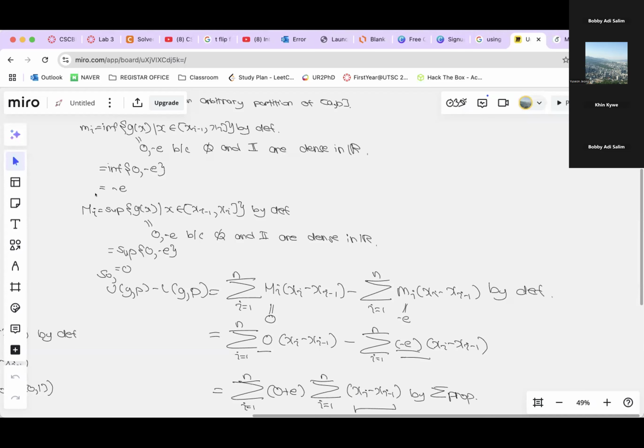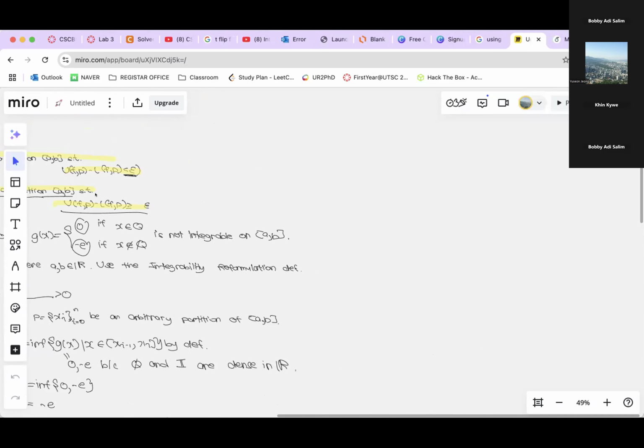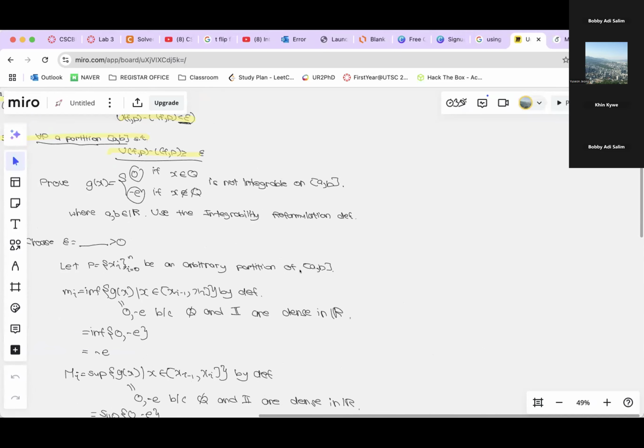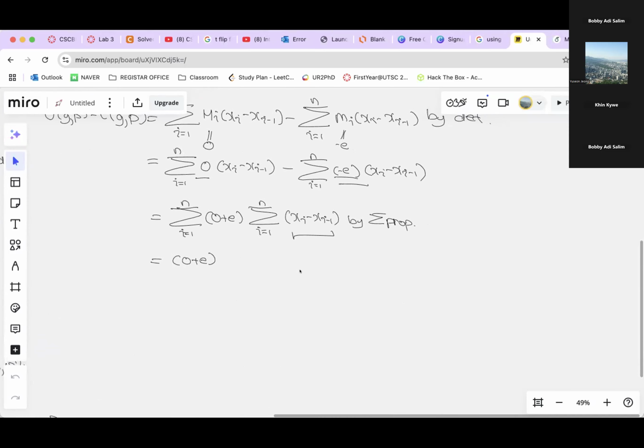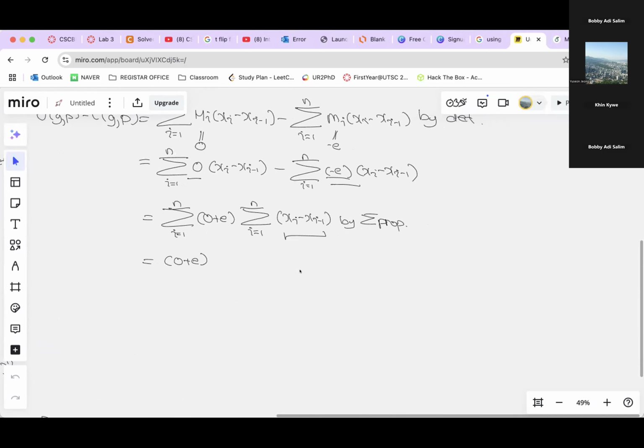This one is Xi minus Xi minus 1. You can see over here it's from A to B. It's a partition of [A, B]. So we place in here, it's going to be the length of [A, B], and it's going to be E times (B minus A).